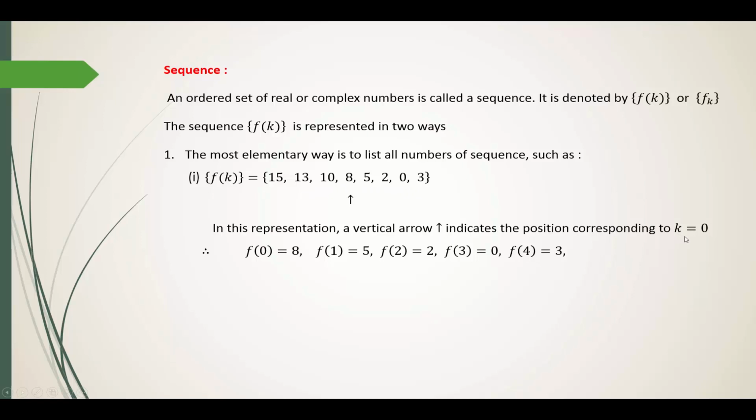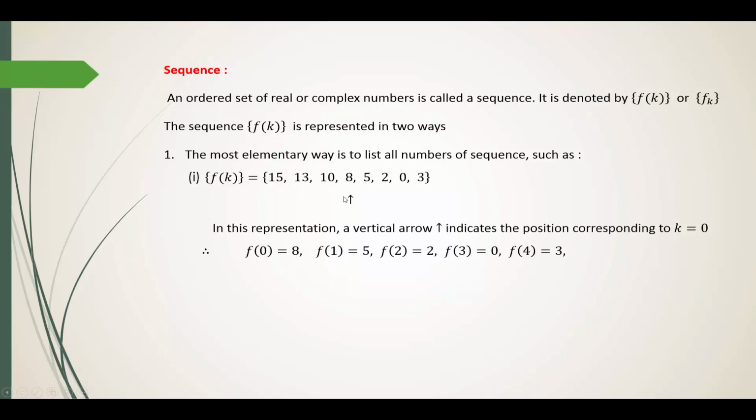The arrow indicates that for k equal to 0, this value is f(0). The next value is f(1), next is f(2), this is f(3) and this is f(4). The previous values are f(-1), f(-2) and f(-3). These are the values of the function at the points k equal to 0, 1, 2, 3, 4, and k equal to -1, -2, -3.